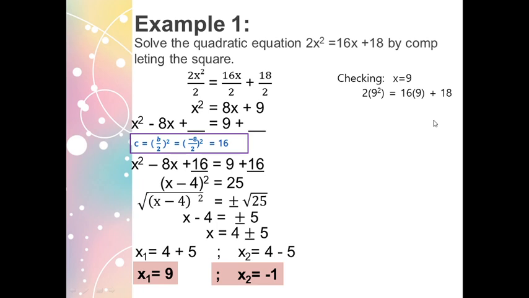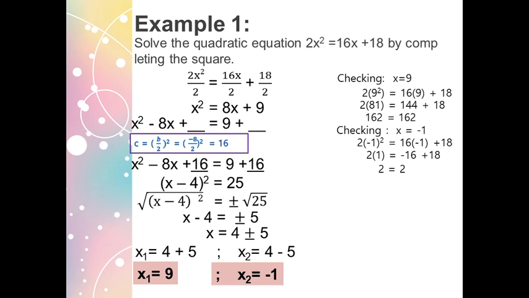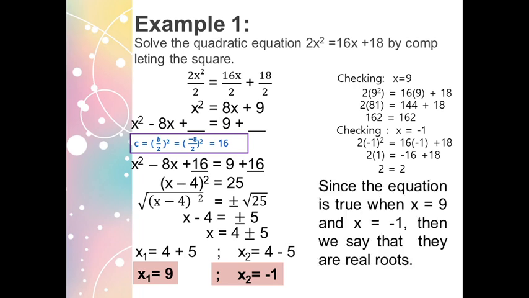If x is equal to 9, we substitute 9 for the x's in the original equation. Therefore, we have 162 is equal to 162. The same is true if we use -1 as a value for x. So therefore, 2 is equal to 2. Since the equation is true when x is equal to 9 and x is equal to -1, then we say that they are real roots.